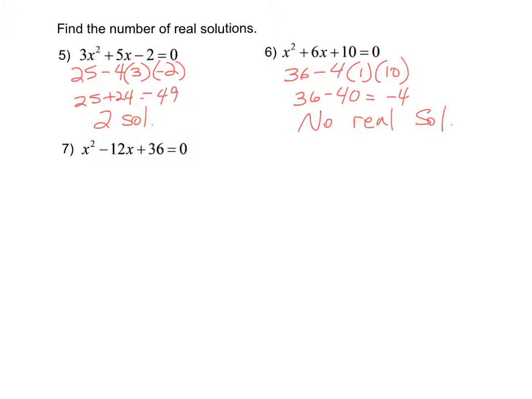And then in number 7, we have 12 squared, which is going to be 144, and a negative times a negative is a positive, so it is positive, minus 4ac, so 4 times 1 times 36, and I believe 4 times 36 is 144, so we would have a situation where it's 144 minus 144, and that's 0, so we're going to have one solution.